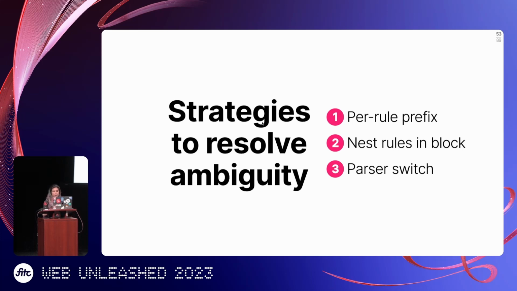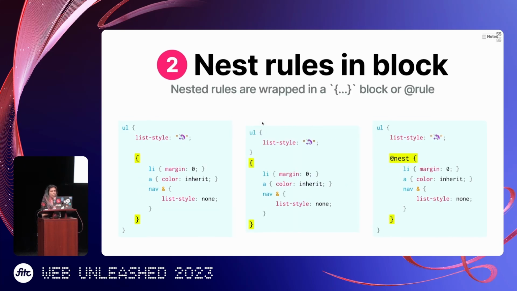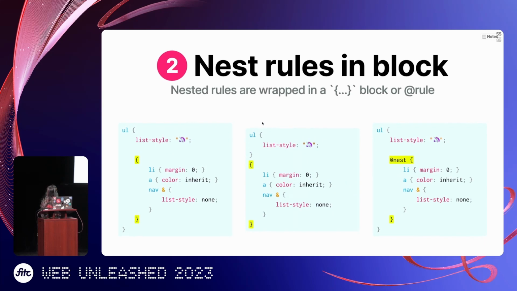What do these mean? So a per rule prefix is basically the strategy of the current proposal at the time. Every rule needs to be prefixed with something. That could be the ampersand or @nest, or entirely different things, like an @ sign by itself. The second strategy, nesting rules in a block. Remember the very first nesting proposal? That would fall in this category.